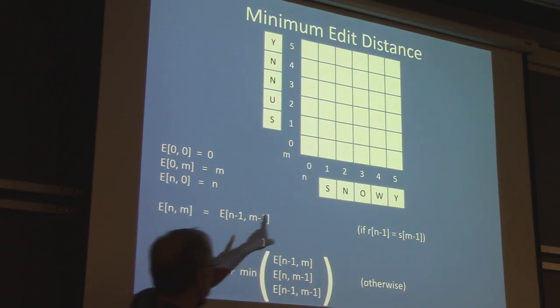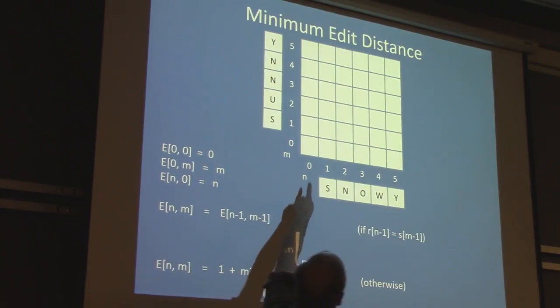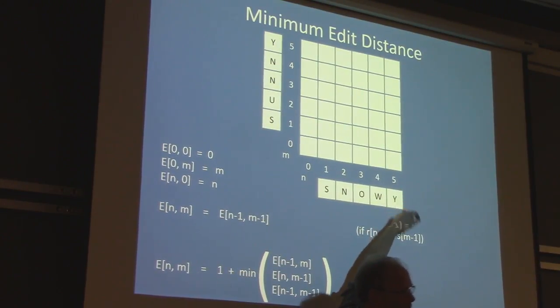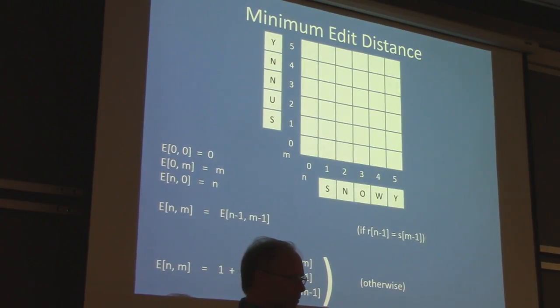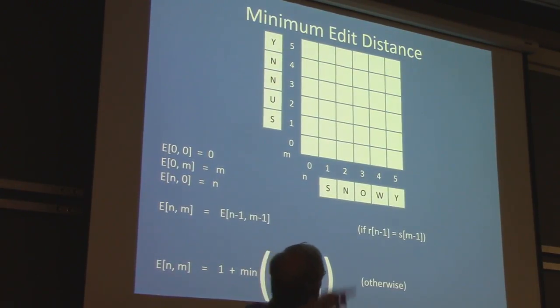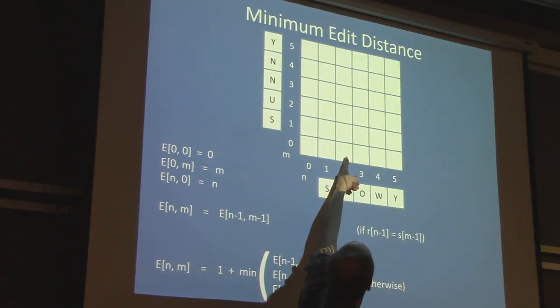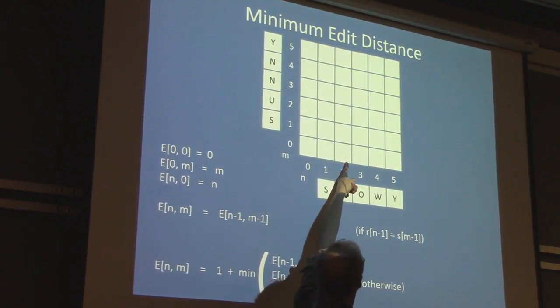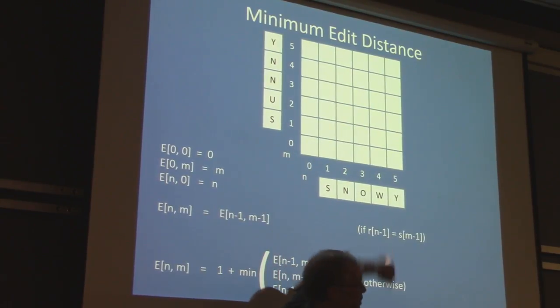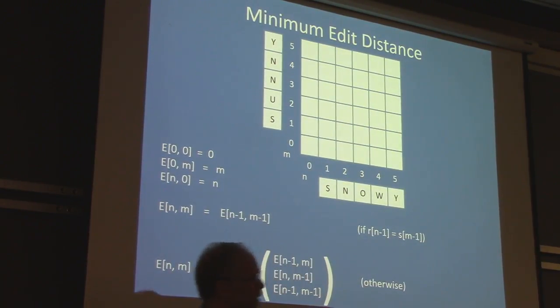Okay? So we've got snowy, we've got sunny. N ranges from 0 to 5, which is the length of snowy. M ranges from S to Y, which is the length of sunny. And you can think of, say, this box right here as the edit distance between the first 2 characters of snowy and the first 0 characters of sunny.